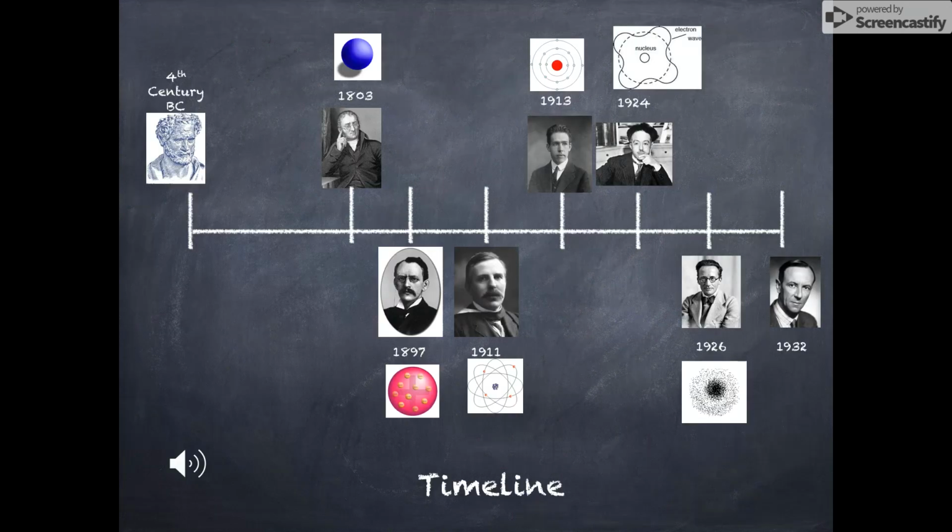So here is more of a timeline view of the history of models of the atom. Now, the only one you probably won't identify is the gentleman at the end, and that's James Chadwick, who discovered the neutron in 1932. So take a look at this and just see if you can identify each scientist with their model.